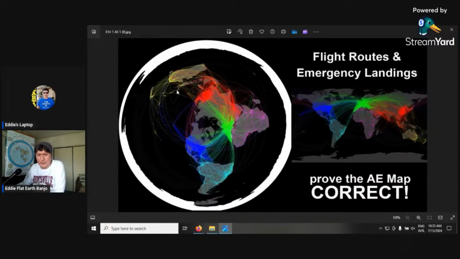Same thing here with the internet cables. I did not include one slide about the internet cables, but it makes complete sense on the flat Earth map. It makes no sense on the ball or any other projection. This is the correct projection for that.